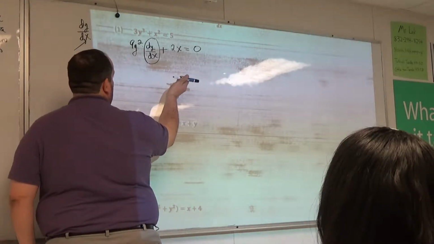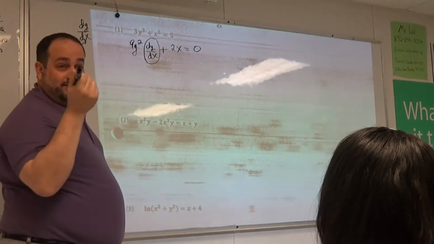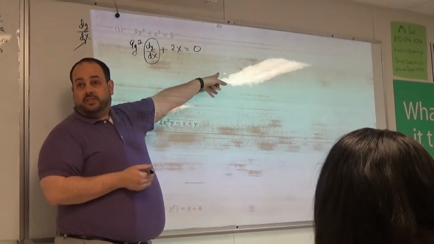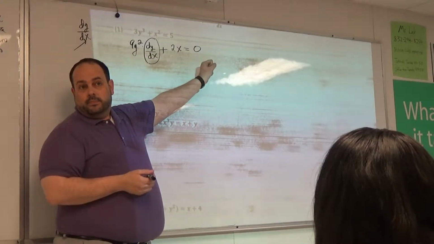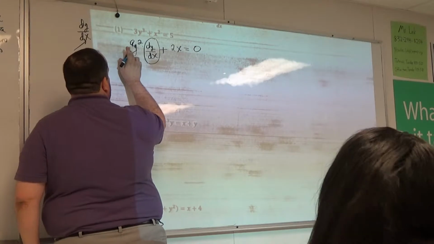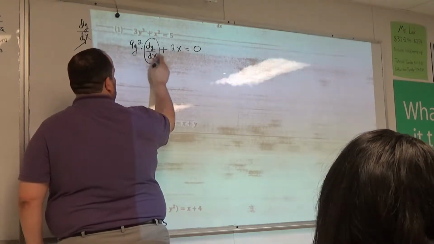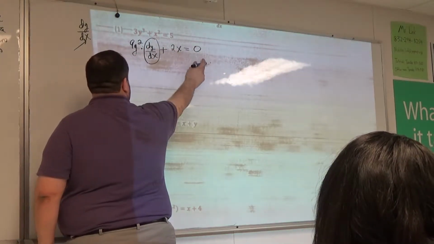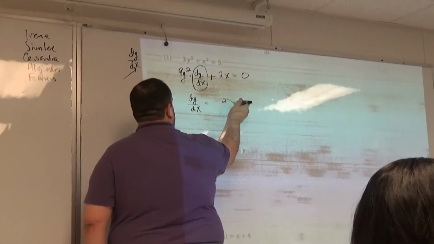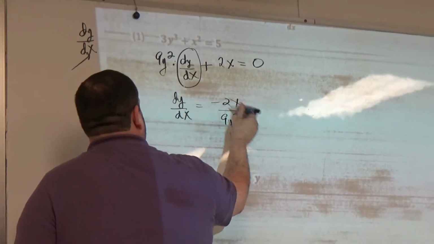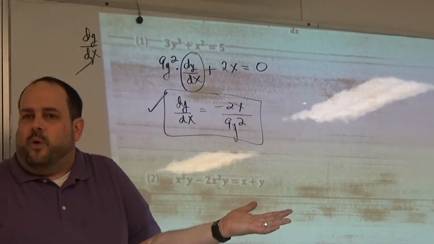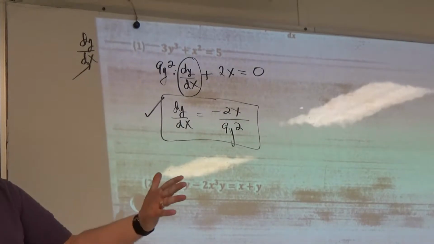Subtract 2x to the other side, and then? And then do the same for the 9y squared. Okay, hold on. We've got 9y squared times dy/dx plus 2x. I agree, you're going to subtract the 2x, but then we need to divide. Everybody okay? So dy/dx equals negative 2x over 9y squared. And for this problem, that's all that they wanted. Find dy/dx. Got it?